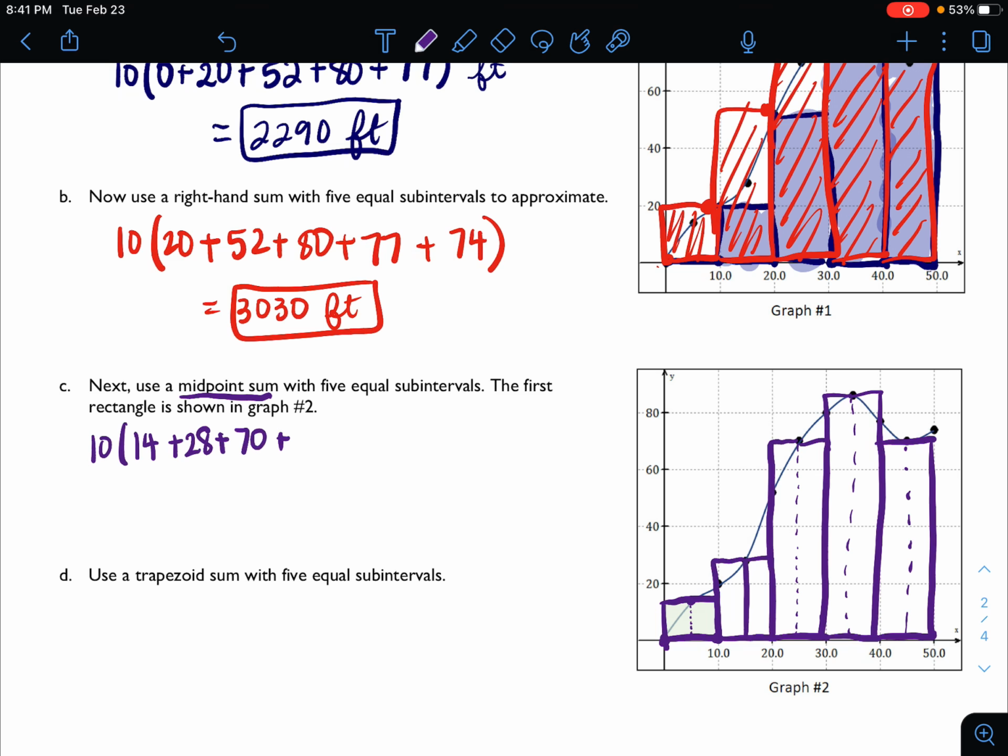Here is at 86. And the last one also has a height of 70. So this would give us 2,680 feet.